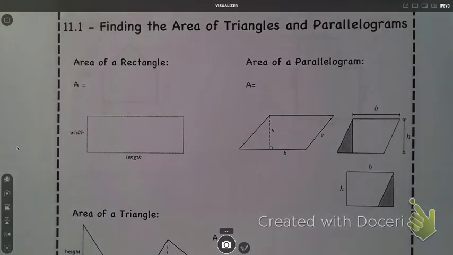Okay, we are going to do notes for 11.1 and 11.2. The next two sections are all about equations of area, okay? So it's using the equations.